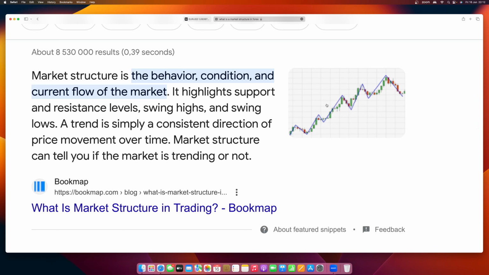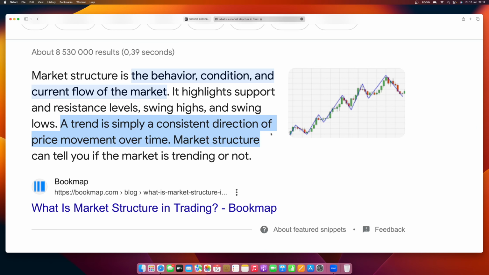When I go into the examples and then I start to draw some annotations, you will be able to see all of these things clearly. Then after that, we can also see here, it says that a trend is simply a consistent direction of price movement over time. So a consistent direction of price movement.